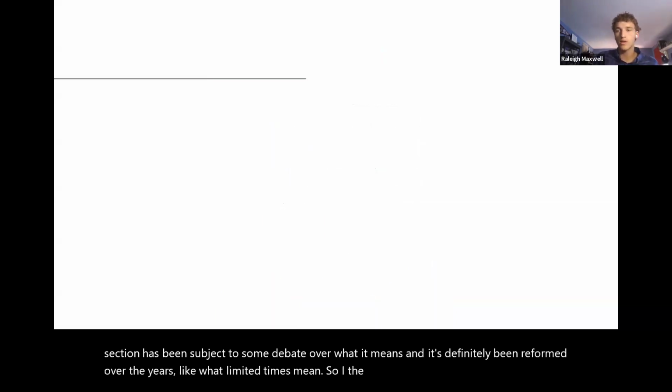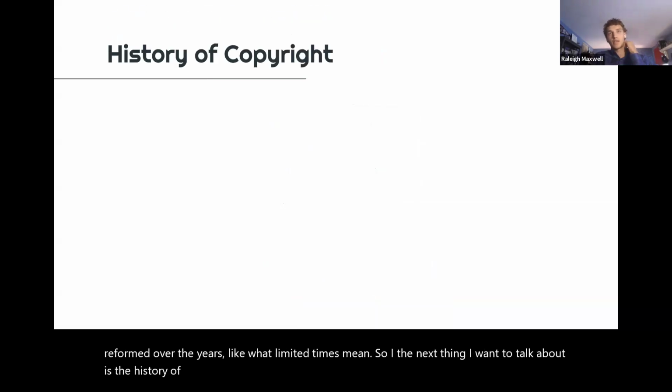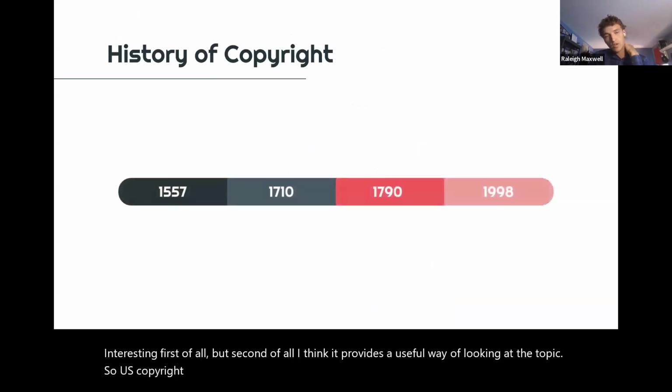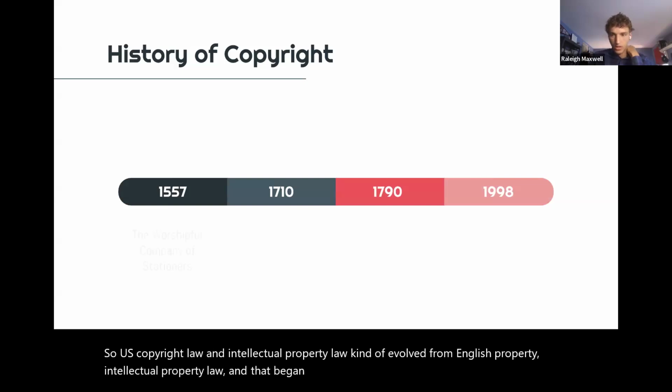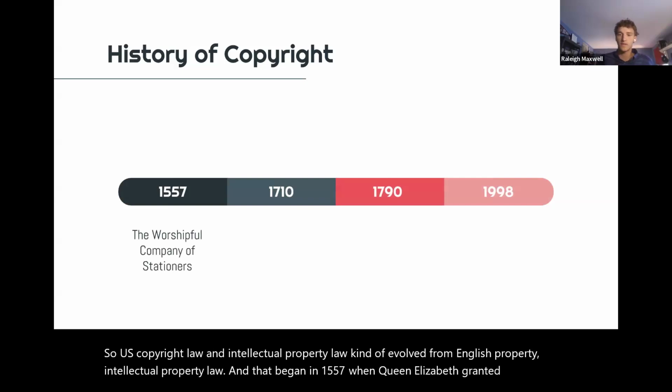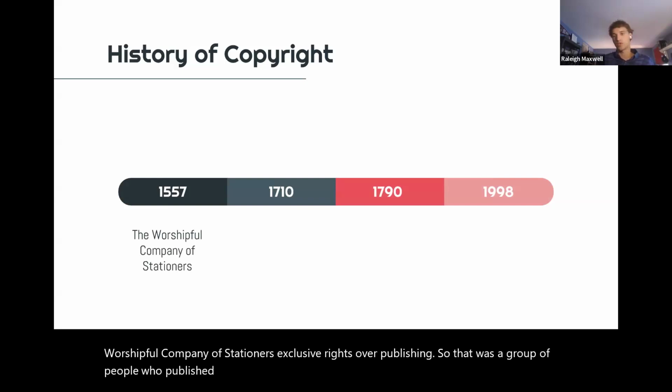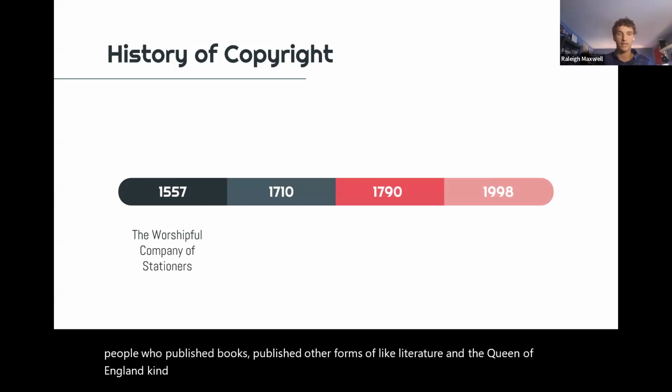So the next thing I want to talk about is the history of copyright, because I think it is pretty interesting, first of all, but second of all, I think it provides a useful way of looking at the topic. US copyright law and intellectual property law evolved from English intellectual property law, and that began in 1557 when Queen Elizabeth granted the Worshipful Company of Stationers exclusive rights over publishing. That was a group of people who publish books and other forms of literature, and the Queen of England granted them exclusive rights over that.